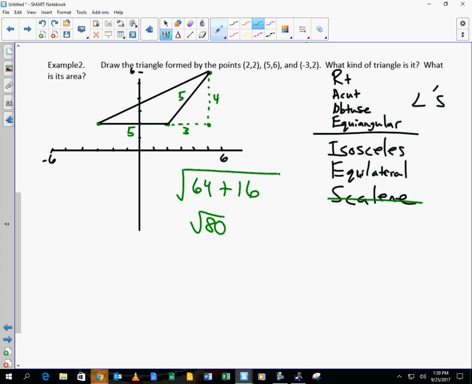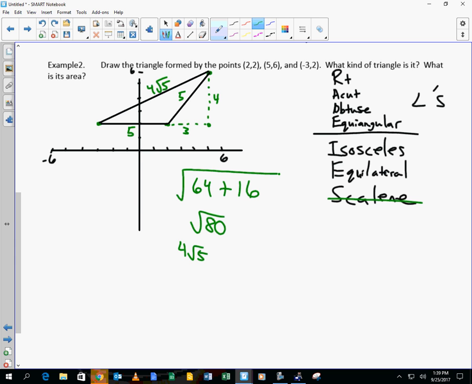No. What can you take out of the root of 80? Something that's a perfect square. 16 is a perfect square. 16 goes in 5 times. We have then 4 roots of 5. So this length here is 4 roots of 5. Okay.